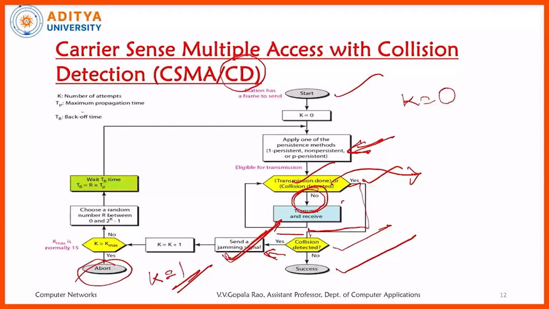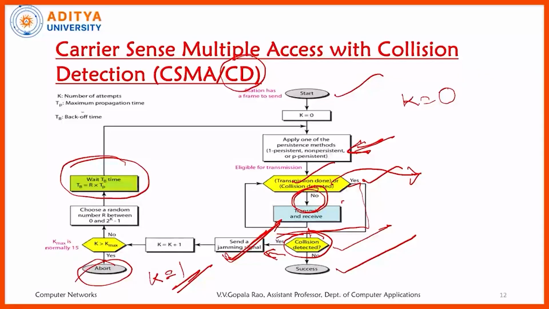Suppose k value is not more than k maximum, then you choose a random number that is between 0 and 2 to the power of k minus 1. Already you know the k value. Based on that you choose a random number between 0 and 2 to the power of k minus 1. That number, r, is very important. Based on that you have to wait some time, because the channel is already noticing some kind of collision. So we have to allow the stations to wait for some time. To identify the wait time, we use this principle where r is a random number and TP is the propagation time.